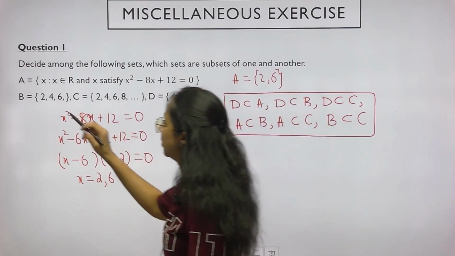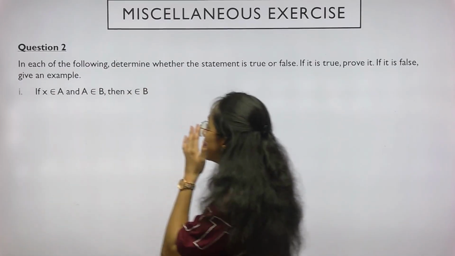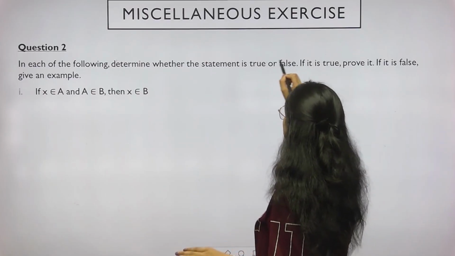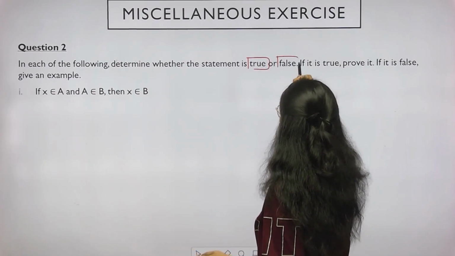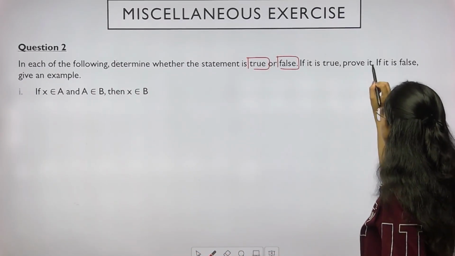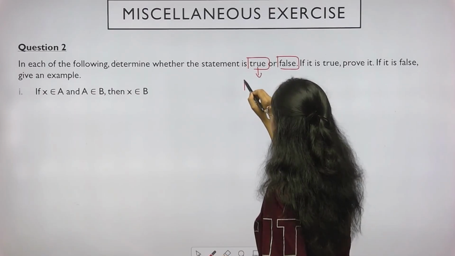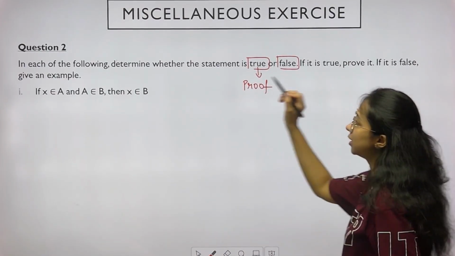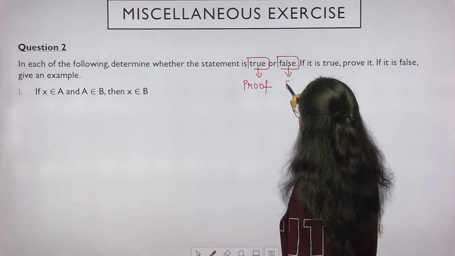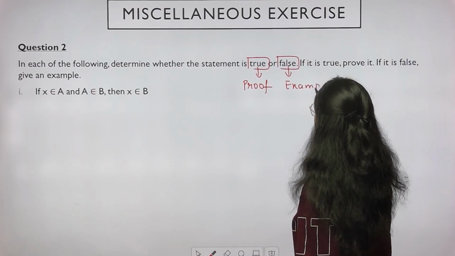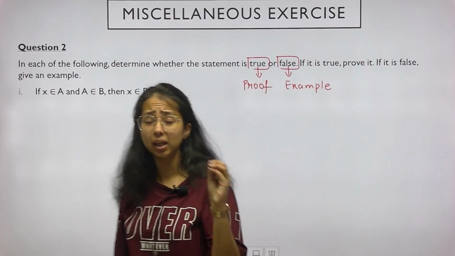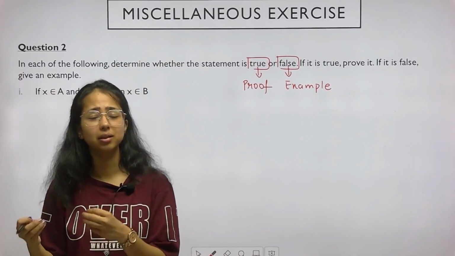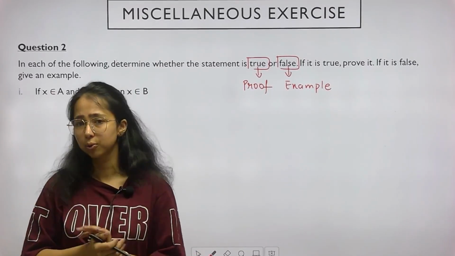Alright. Next question. In each of the following, determine whether the statement is true or false. If the statement is true, then give the proof. And if it is false, then you need to give an example. This clearly means that if the statement is true, then you need to give the proof, and if it is false, then you need to give a counter example to disprove the statement.